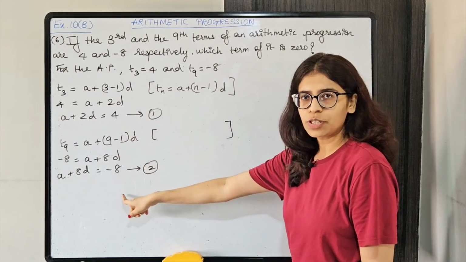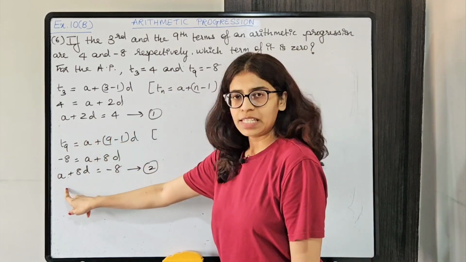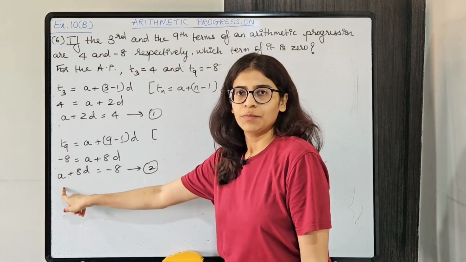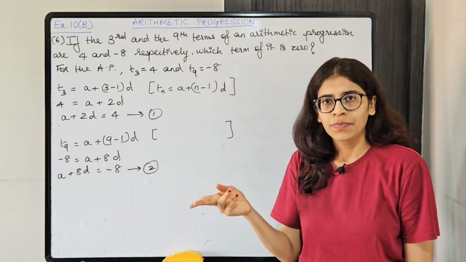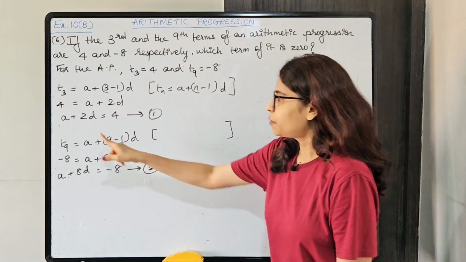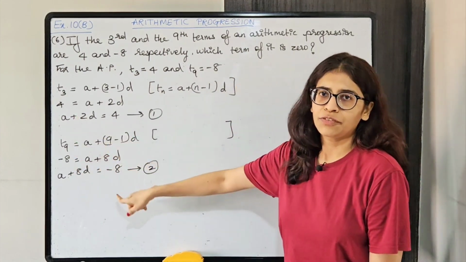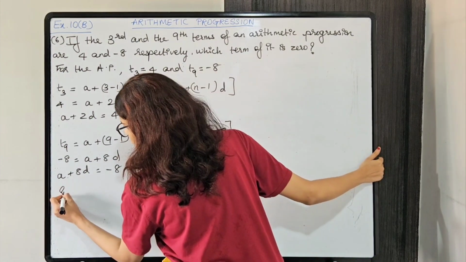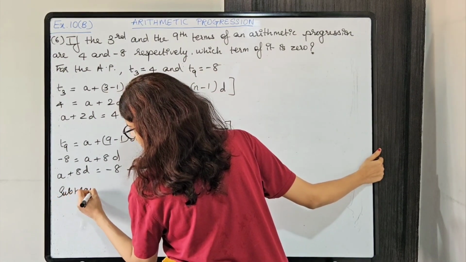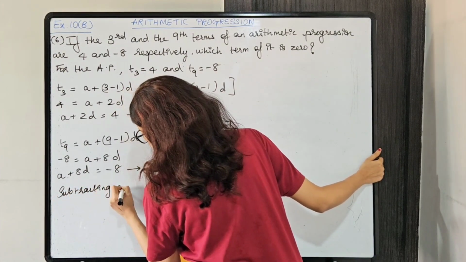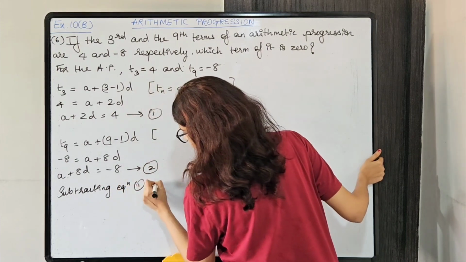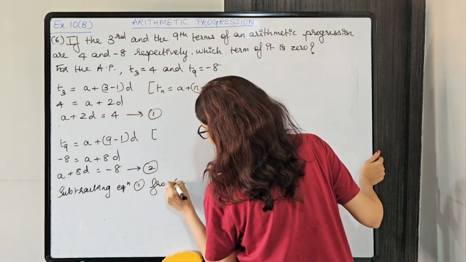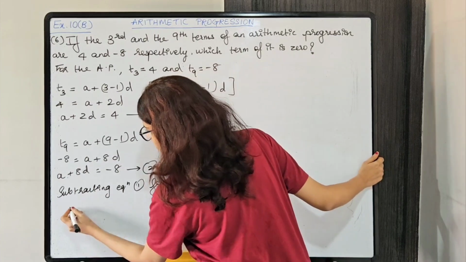We'll solve the two equations. A का sign भी same है and coefficient भी same है. So whenever the signs are same, you will subtract, okay. So subtract करके A cancel हो जाएगा and we are left with D. So we'll get the value of D. Subtracting equation 1 from 2. You can subtract 2 from 1, your choice.